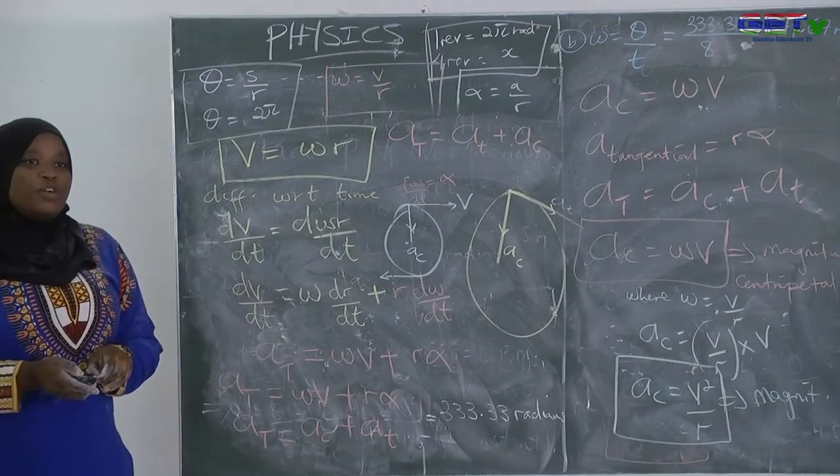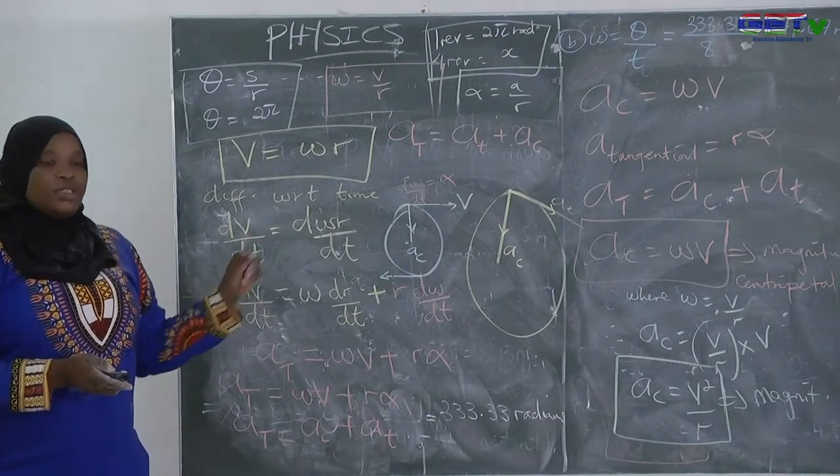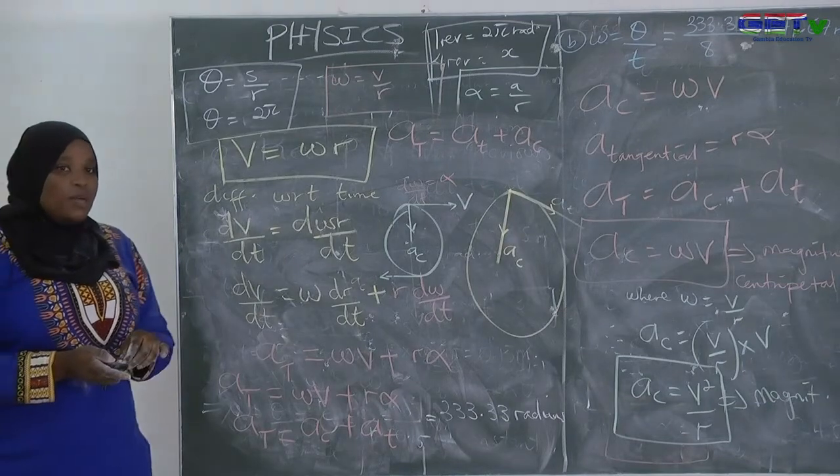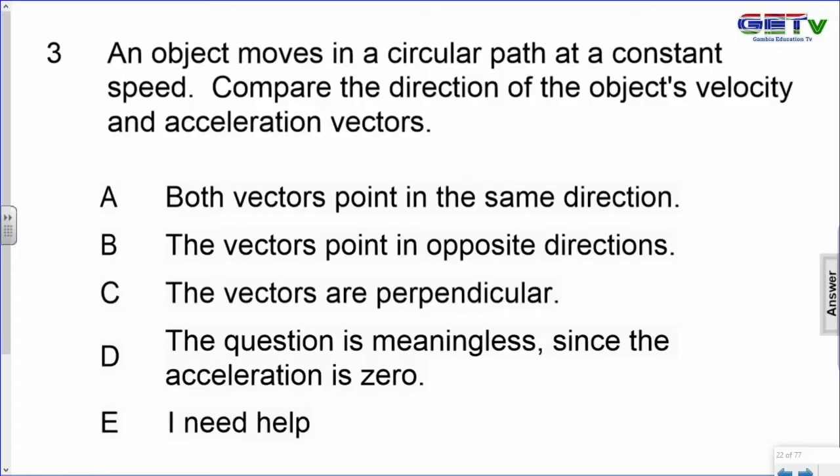Problem 3. An object moves in a circular path at a constant speed. Compare the direction of the object's velocity and acceleration vectors. A, both vectors point in the same direction. B, the vectors point in opposite directions. And C, the vectors are perpendicular. And D says the question is meaningless since the acceleration is 0.